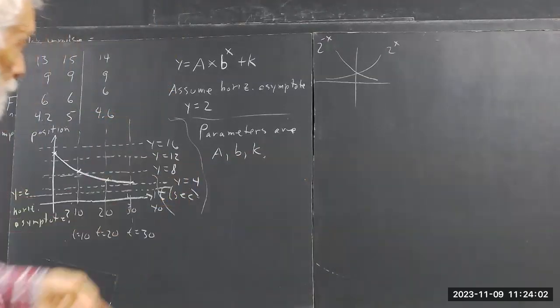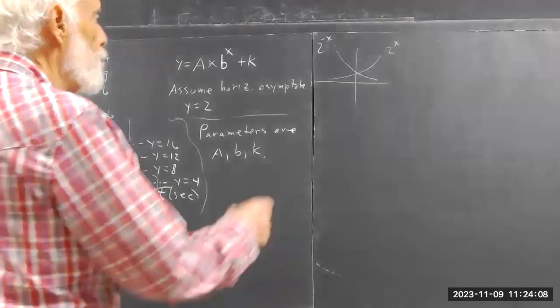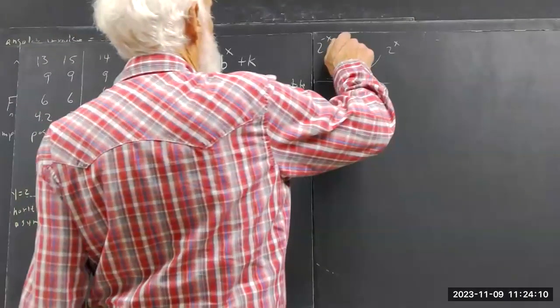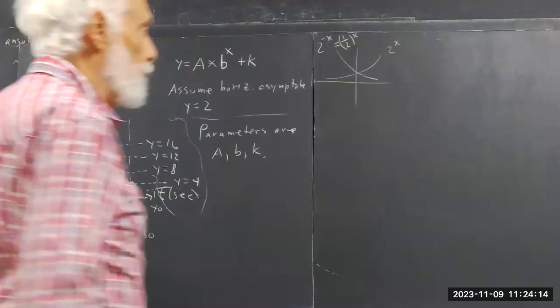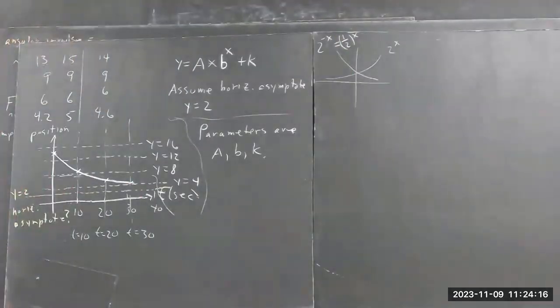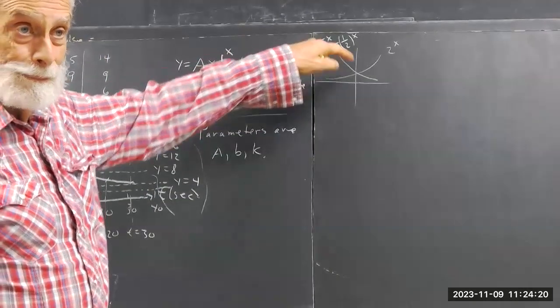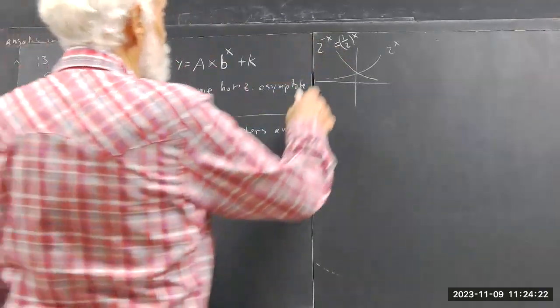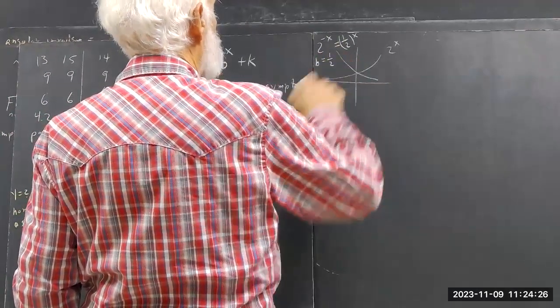But for now, I'm going to go with that idea. And what's 2 to the negative x? That's 1/2 to the x. So that's b to the x with b equal 1/2. But for this thing, b is 1/2.